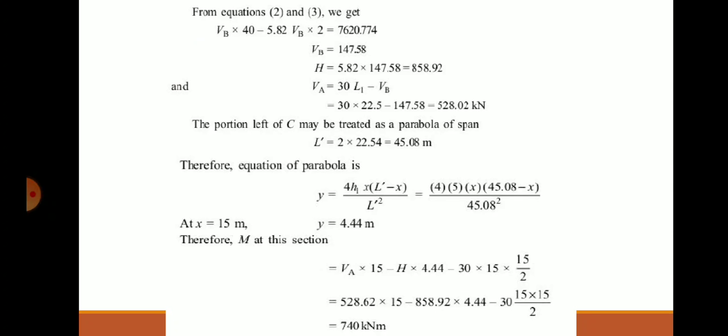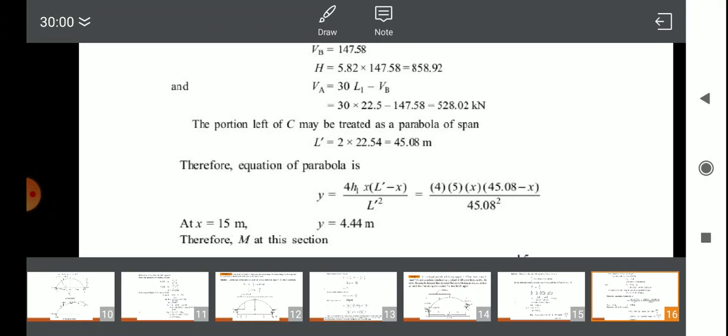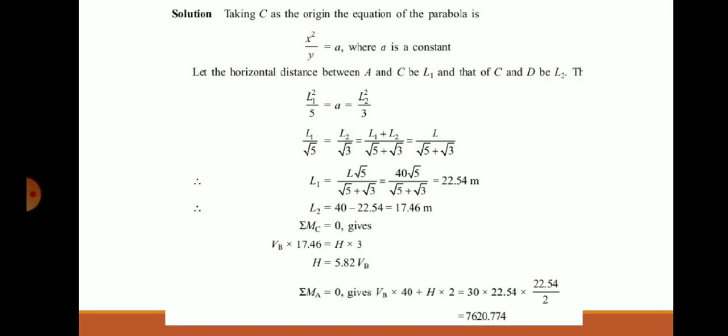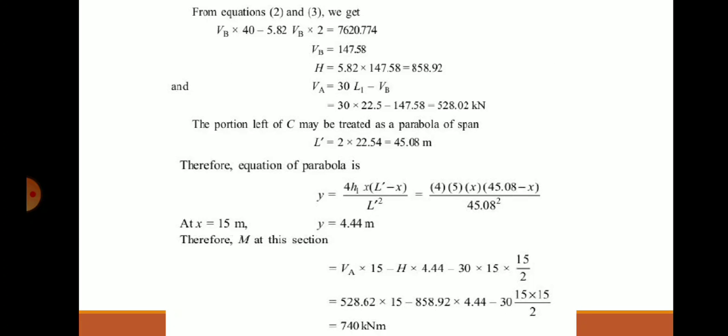For that portion you are going to do the analysis. So, what is the distance of L1? Here L1 is 22.54. Consider it as a complete full length arch, just for an assumption. Therefore, L dash is taken as 2 times 22.54. Using the equation of parabola, find what is y. y is equal to 4 into h into x into L dash minus x, divided by L dash square, because we just want the ordinate. This equation is used just to find out what is y.